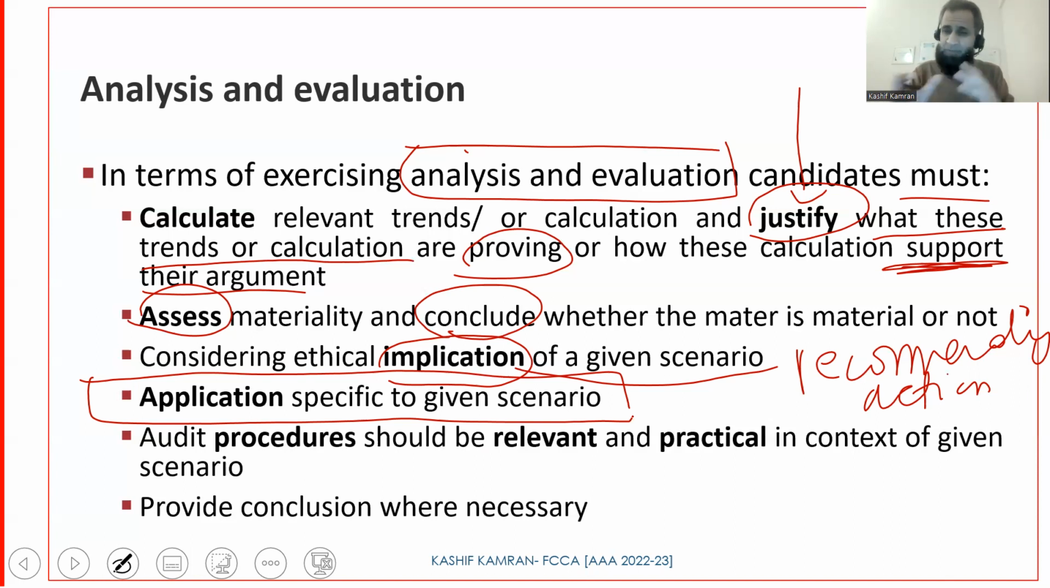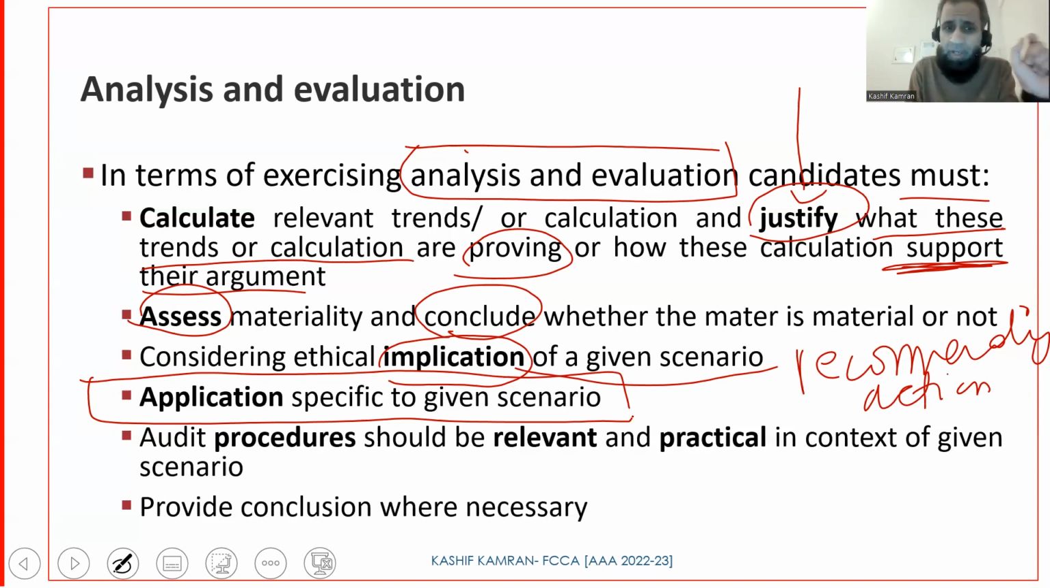If you are analyzing within the given case study, you are doing a justification of analysis and evaluation. But if you are not analyzing within the context of the case, you are going hypothetical, or you're writing a generic answer, or an out of case answer, it is not analysis. It is not evaluation. So this is a very golden rule of thumb in the AAA paper: write a case specific answer. It will help you fetch most of your professional marks.